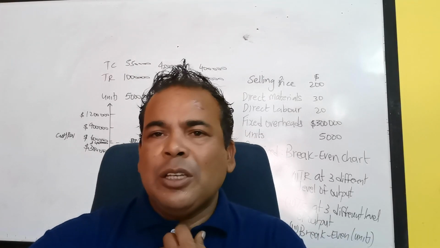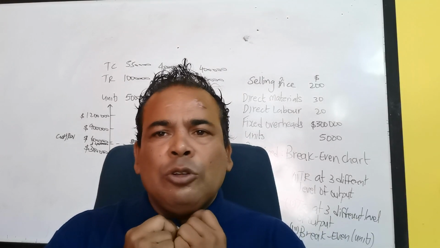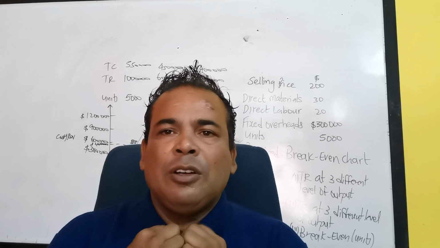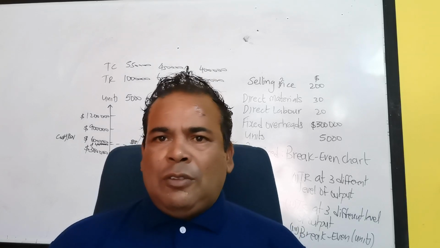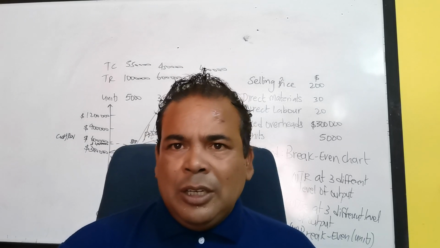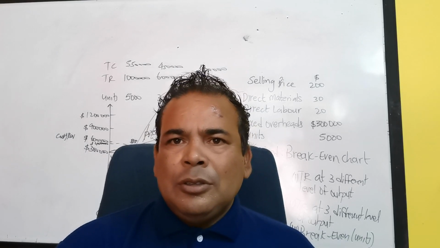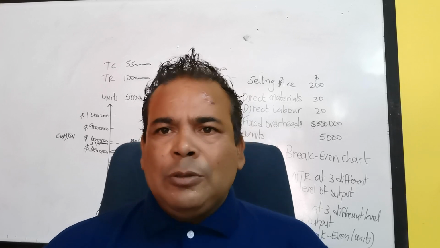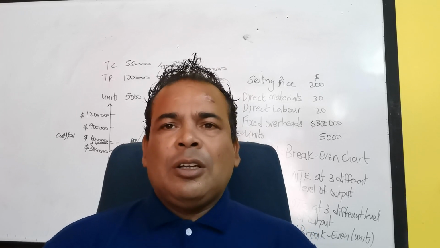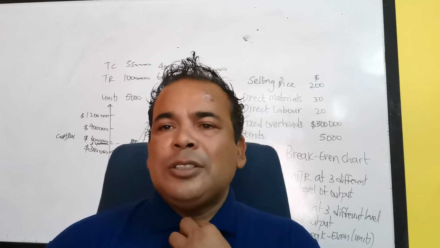To prepare a break-even chart, we need information on total cost at 3 different levels of output. We need information on total revenue at different levels of output. Then we have to calculate break-even units and break-even revenue. So here we are concerned with this topic.